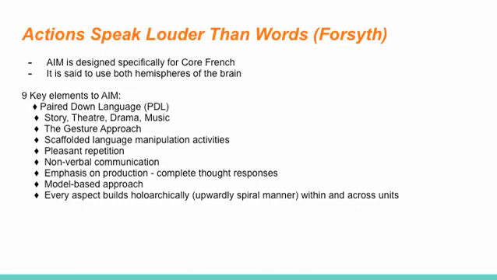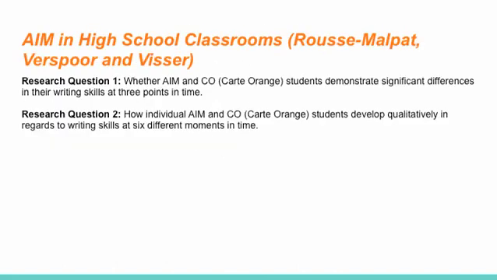In another study done by Forsyth, the researcher discusses how AIM is designed specifically for core French, and it is said to use both hemispheres of the brain. The research discusses how there are 9 key elements to the AIM program that are listed below. The following researchers examined AIM in high school classrooms.